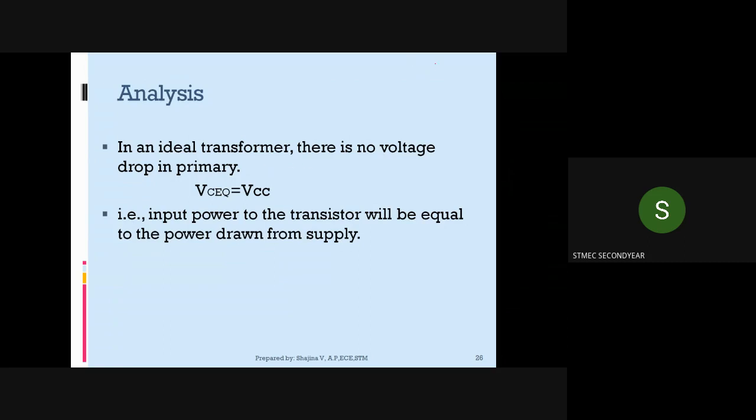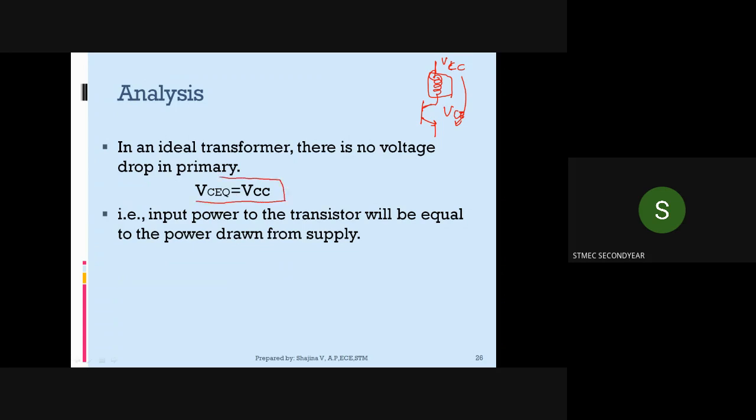That means at the collector terminal, we are connecting this primary, right? Here it is VCC, supply voltage, and here we have this VCE, right? So ideally, we can say there is no voltage drop across this primary winding. That means this complete VCC will drop across the transistor, or we can say this VCEQ is equal to what?